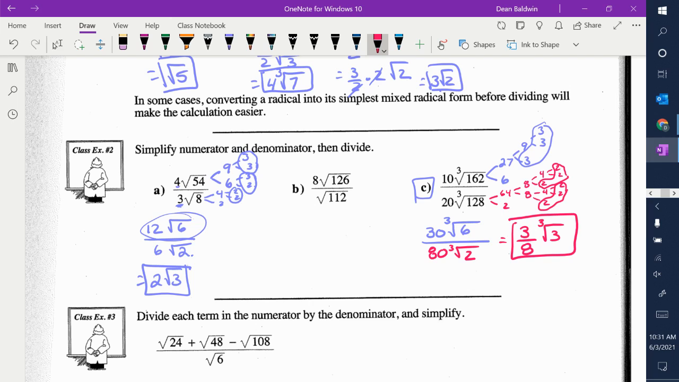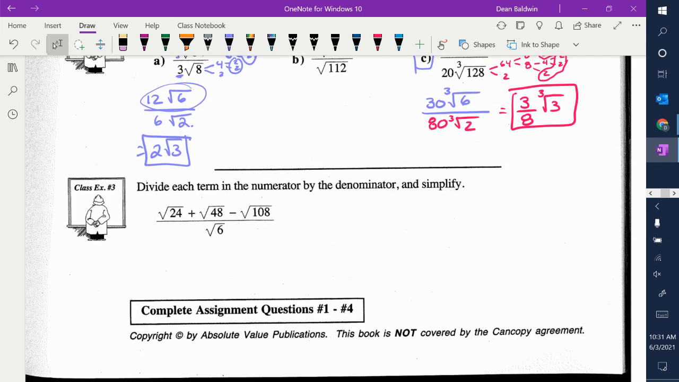Okay? All right. So, what if you have something like this? So you have a choice. You could try to combine the tops, but if you have a single denominator like this, one term, it goes to each one. So this can be rewritten as root 24 over root 6 plus root 48 over root 6 minus root 108 over root 6.